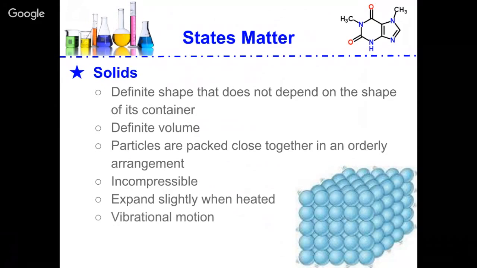They vibrate in place as well. They have a very low kinetic energy. Remember, kinetic energy is the energy of motion. And so if they have a low kinetic energy, that means that they're not moving very fast. And when we write them in a chemical equation or in a formula, and we want to shorthand what state of matter it is, we write an S next to it.